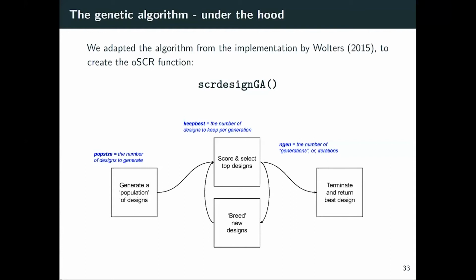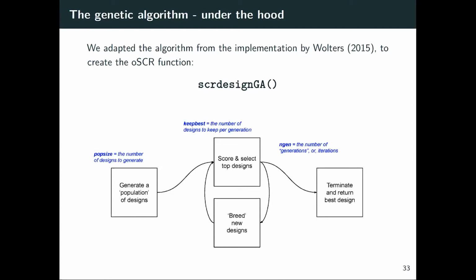Again, we're using these sort of evolutionary biology terms. And you can tell it how many individuals within that population by parameterizing the pop size. And then you can use keep best to figure out how many within each population generation to keep. Those are scored, and so all designs are scored, and then you select those top designs, whatever keep best is.